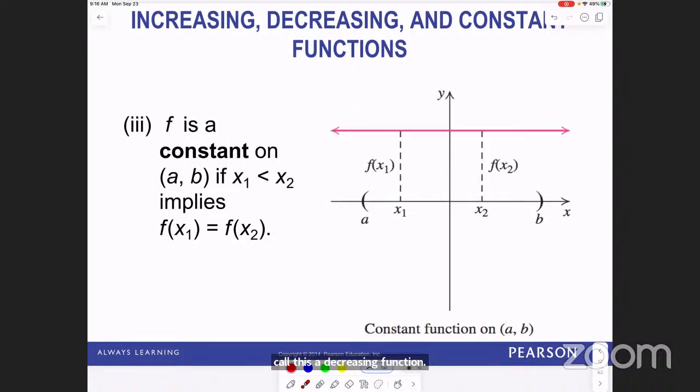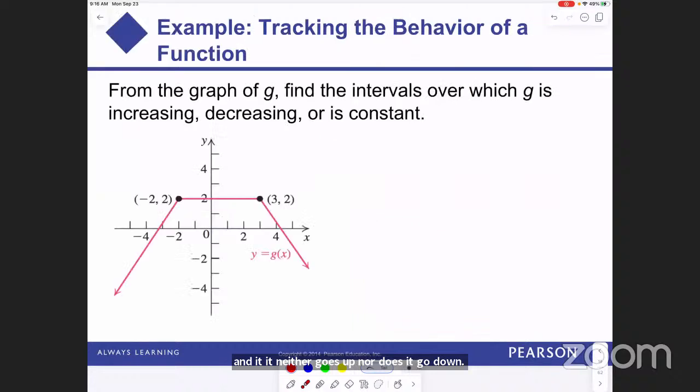Okay, and then a constant function. So we say that f is constant on an open interval (a, b) if whenever x1 is less than x2, this implies that f of x1 is equal to f of x2. Right? So as we trace it left to right, it stays flat. It neither goes up nor does it go down. Okay. So from the graph of g, find the intervals over which g is increasing, decreasing, or constant, right?